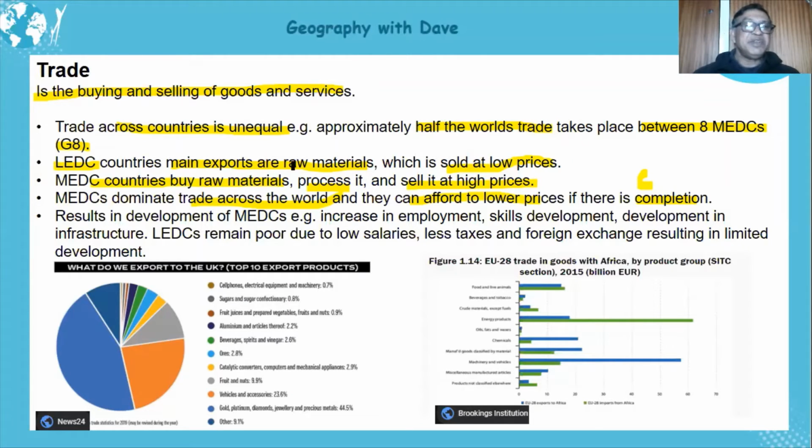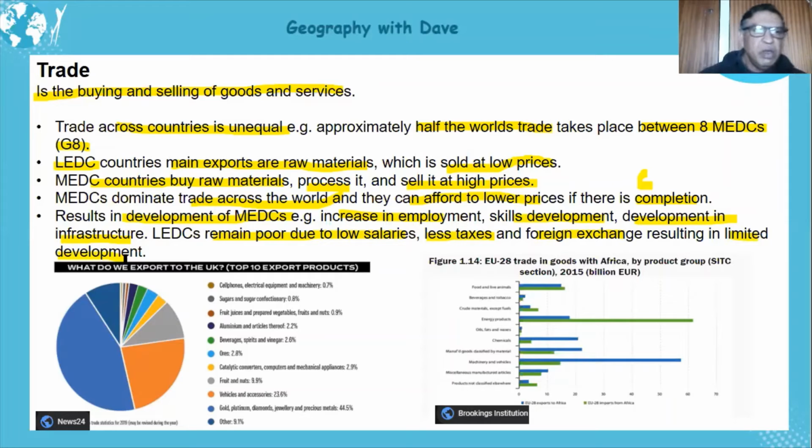All right. So what happens? It results in development of the MEDCs, increase in employment, skills development, development in infrastructure, etc., power lines, communications, transport networks, and the LEDCs remain poor with low salaries and not much employment, less taxes for government to improve facilities and infrastructure, less foreign exchange. You understand? Because we're selling more raw materials, the LEDCs, less money is coming in. Therefore, limited development, learners, limited development.